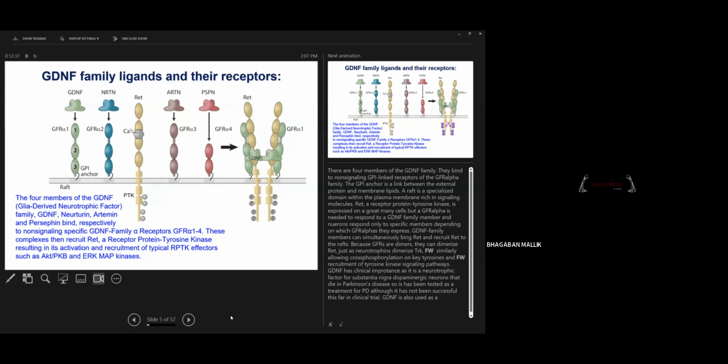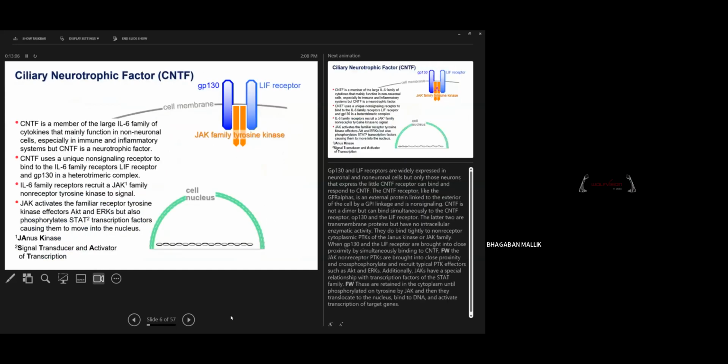Here you can see the dimerization of this receptor depends on the RET protein, which is a receptor tyrosine kinase like protein, which causes dimerization and phosphorylation in the intracellular domain. And you have further downstream signaling cascade for the activation of ERK and AKT. So, phosphorylation and activation of ERK and AKT.